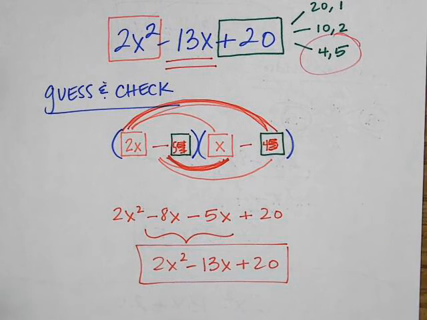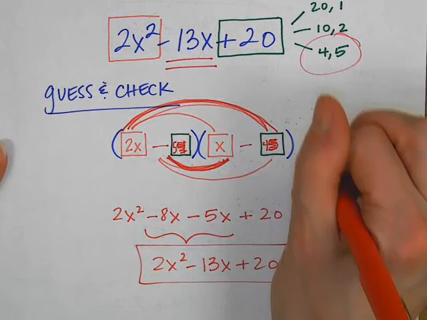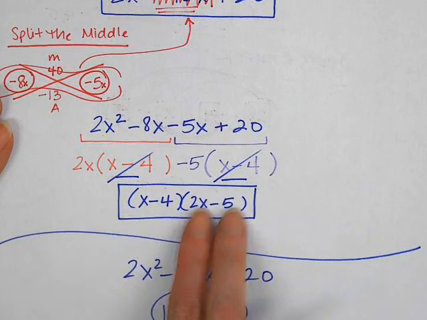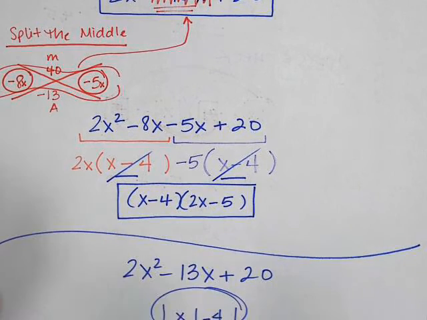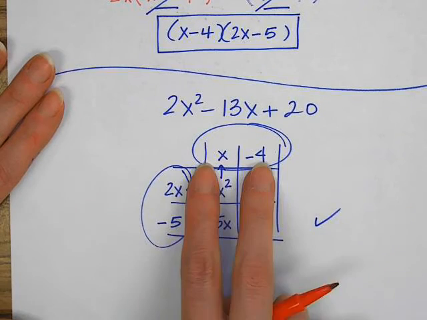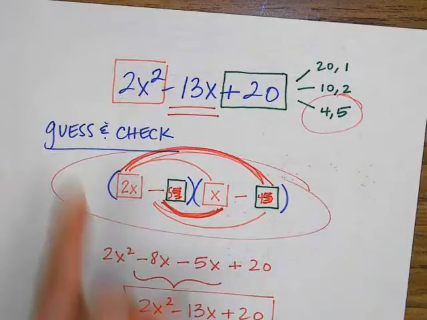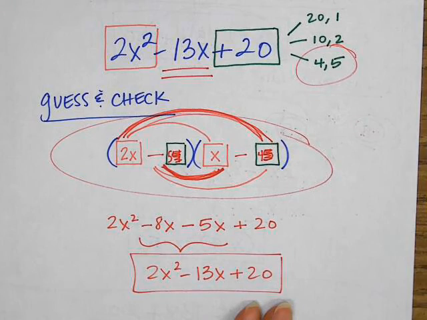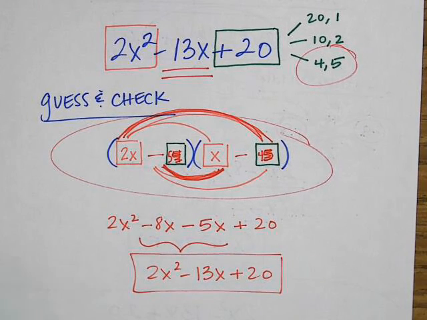So the answer is 2x minus 5 times x minus 4, and that is what we got before. So this is the guess and check method. This is the most advanced, and I would also say it's the hardest. But now you have three options to factor trinomials. Whatever you like best. All right, thanks for watching.